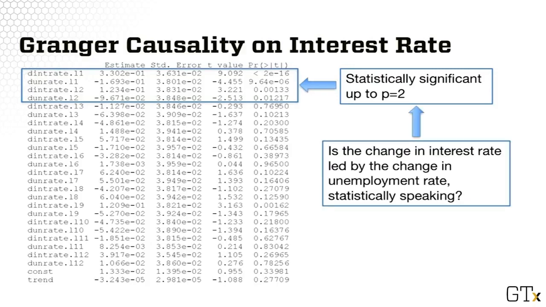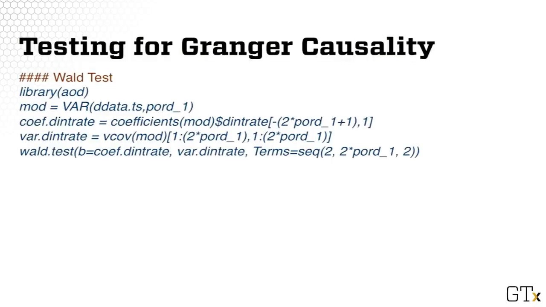Let's look at the Granger causality more formally. That is, we perform a statistical inference to address the following question. Is the change in interest rate led by the change in unemployment rate, statistically speaking? To do so, we can apply the Wald test. For this test, we test whether the coefficients corresponding to the lag values of the difference in unemployment rate are zero, with the alternative hypothesis that at least one coefficient is non-zero, hence Granger causality.